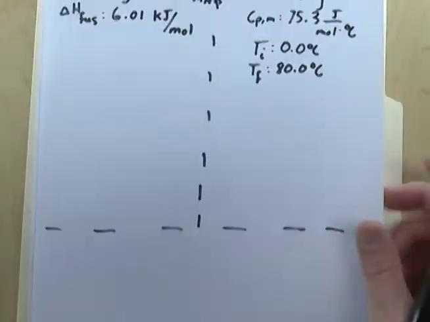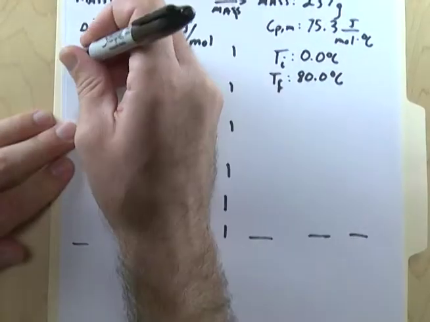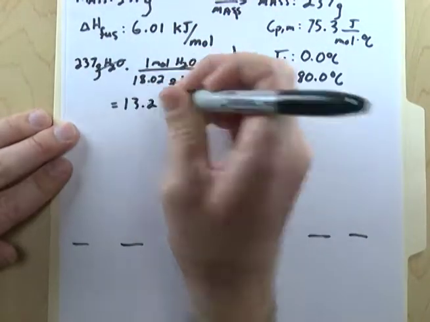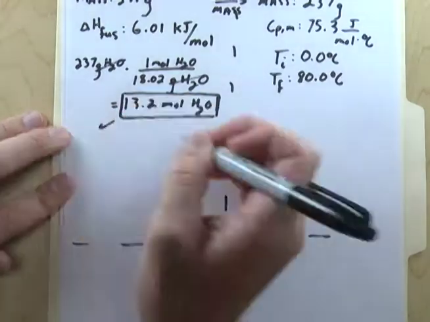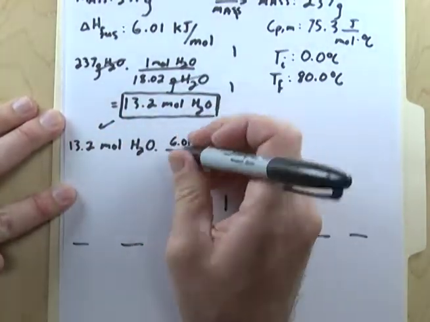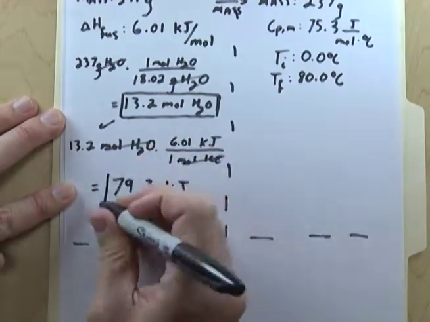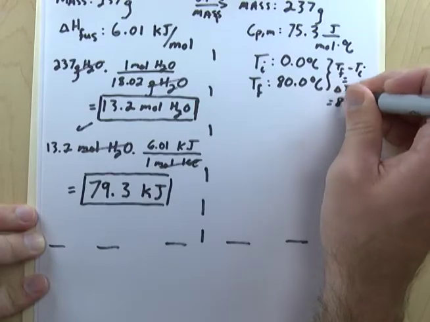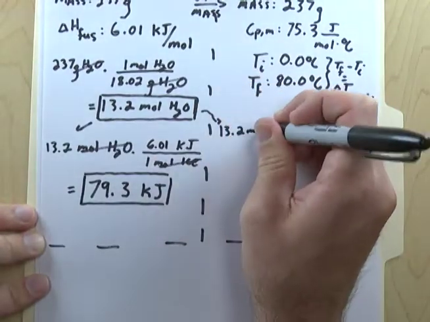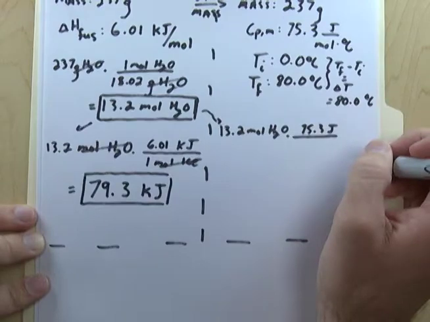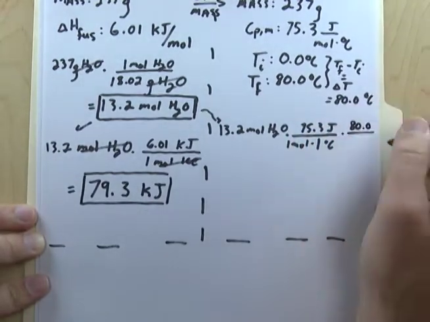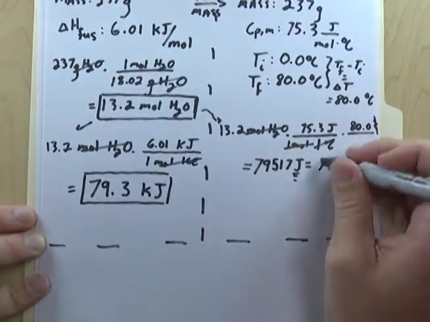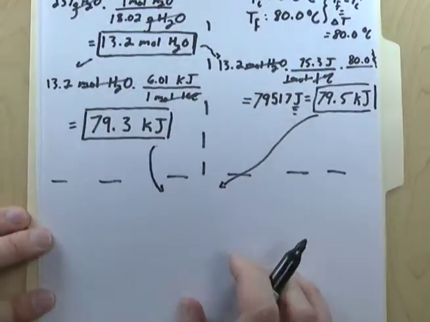For part 1, convert mass to moles and then multiply by the heat of fusion. 237 grams of ice represents 13.2 moles of ice times 6.01 kilojoules per 1 mole of ice melted. This requires 79.3 kilojoules to melt all of this ice. Now we have the same amount of H2O, 13.2 moles, that needs to be heated 80 degrees, and it requires 75.3 joules per mole of water for every degree Celsius. For the second section, it takes 79,500 joules of energy, or 79.5 kilojoules.